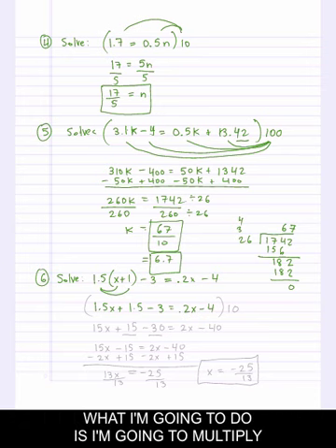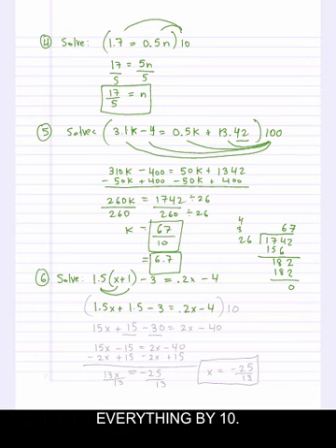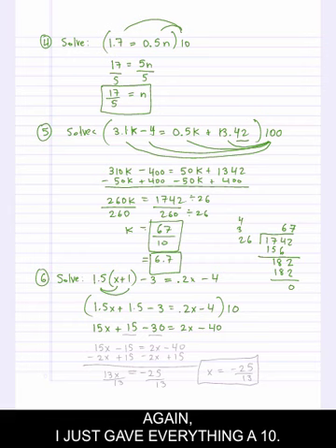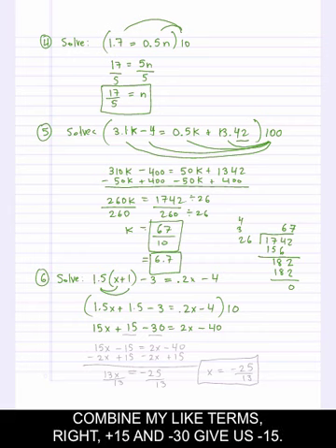Now, to clear out the decimals, what I'm going to do is I'm going to multiply everything by 10. If I do that, I get 15x plus 15 minus 30 equals 2x minus 40. Again, I just gave everything a 10. Combine my like terms, right? Positive 15 and negative 30 give us negative 15.